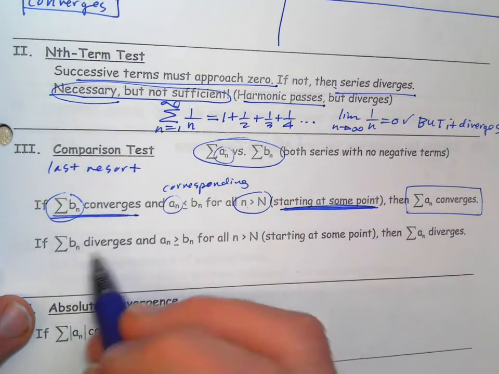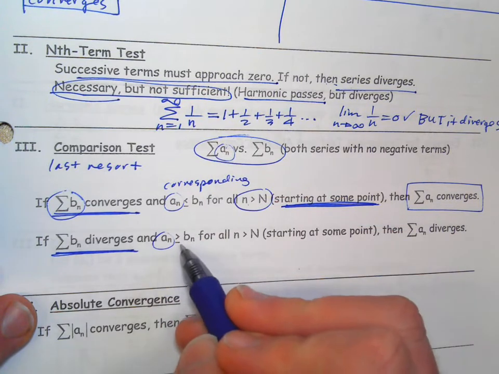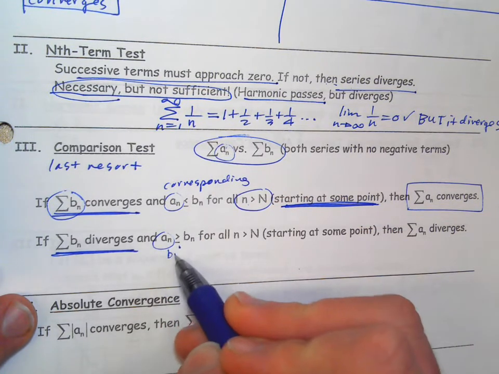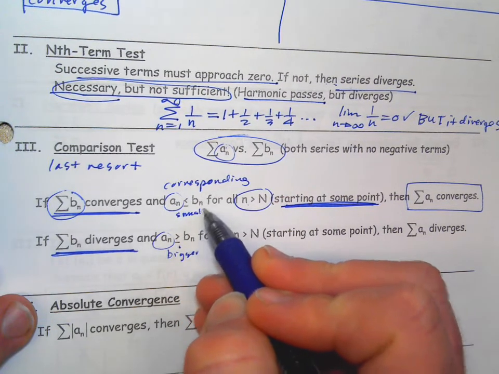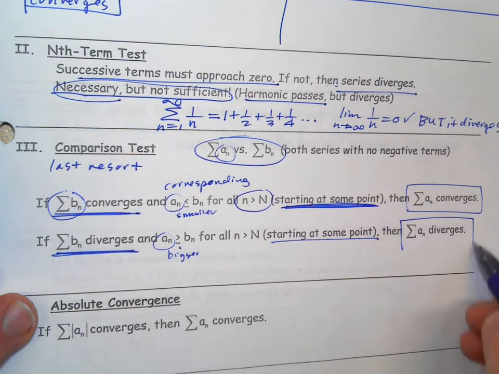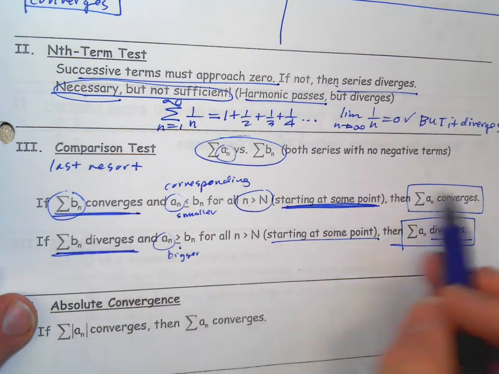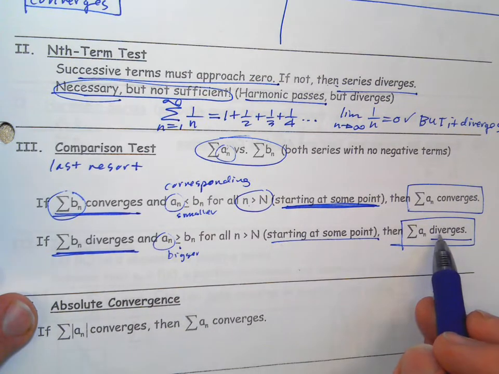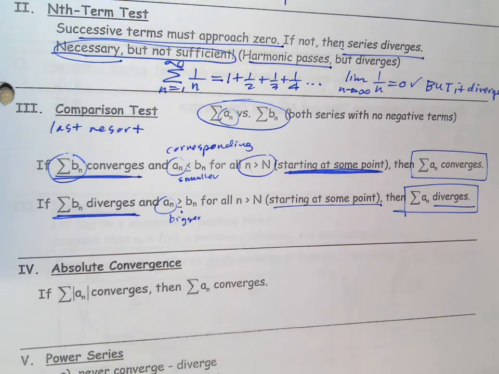The same idea: if this one diverges and all the corresponding terms in this other series are bigger than this, starting at some point, then this guy's got to diverge too. So if you can fit this one underneath this one and it converges, it converges. If this one blows up and this one's bigger than it, then it's going to blow up too. So the idea totally makes sense. The execution of it's kind of hard.